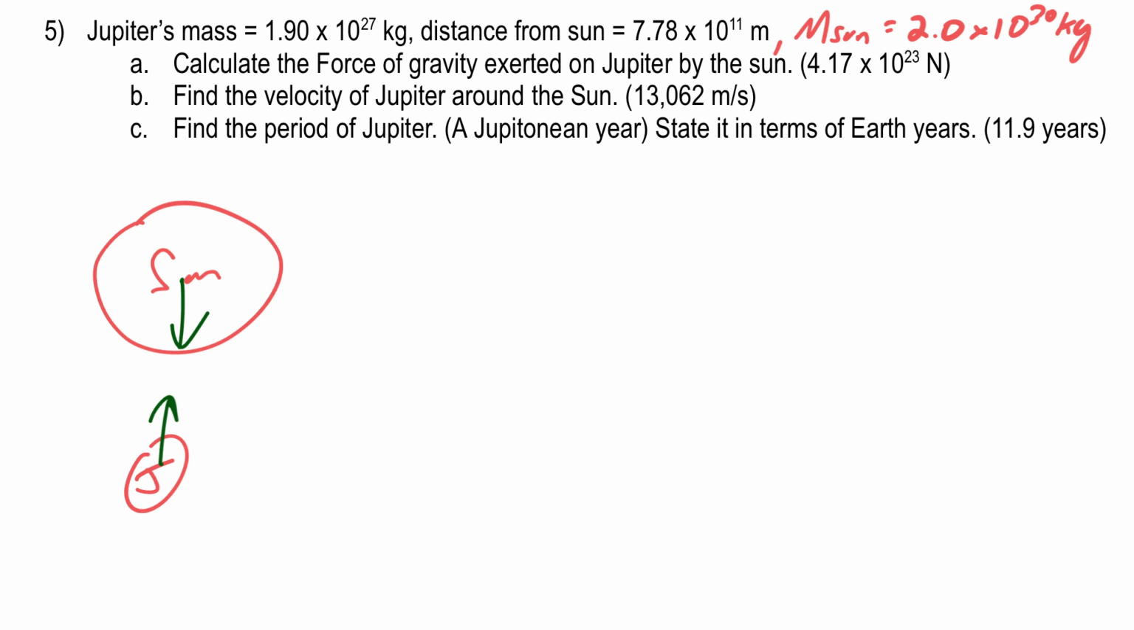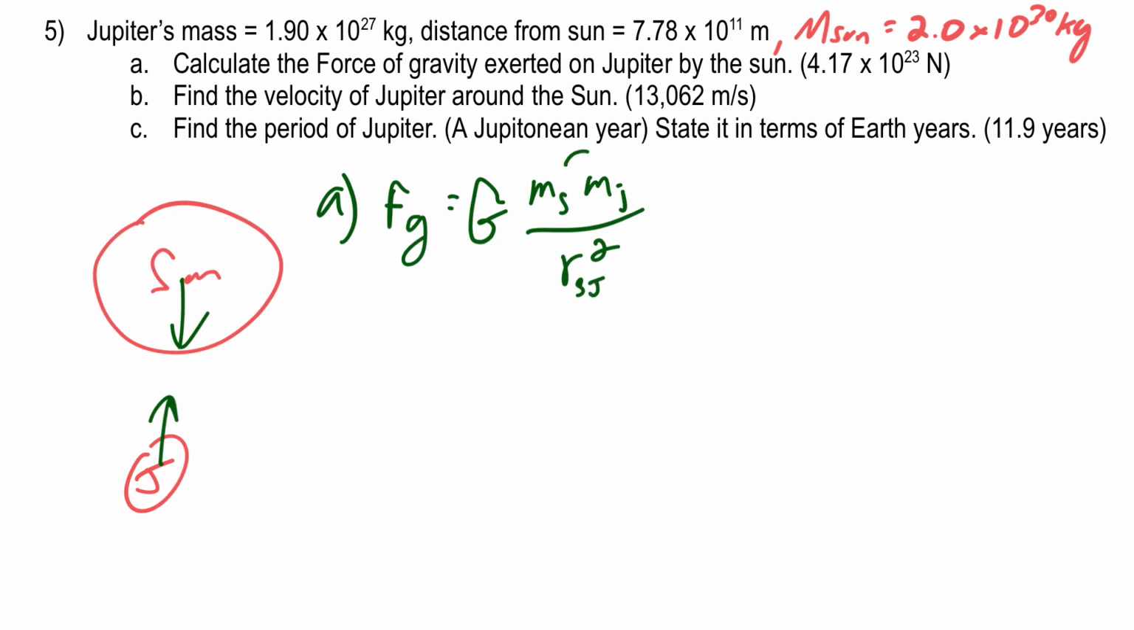And the answer is they're the same, right? These forces are equal and opposite. And in fact, you can see that from the equation, right? We're going to do the force of gravity. That's big G times the mass of the sun times the mass of Jupiter divided by the distance between them squared. And so you can see it doesn't matter if you flip these two, right? The number is going to be the same. But of course, Newton's third law is also true. And the forces are equal and opposite, right?